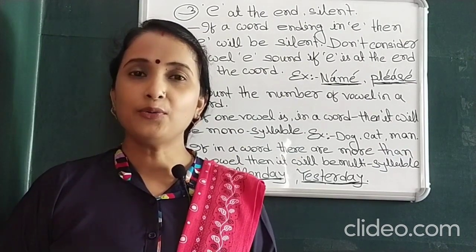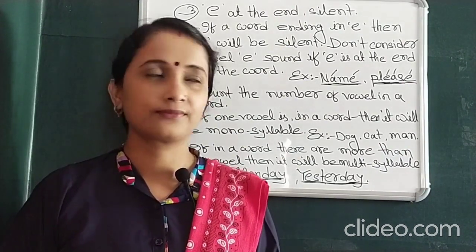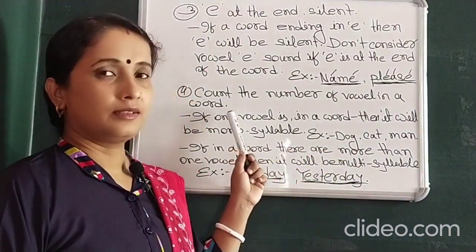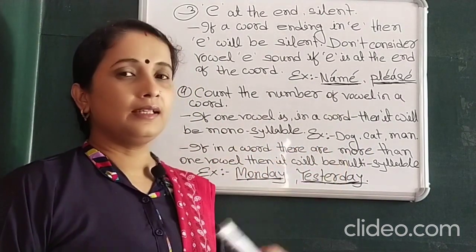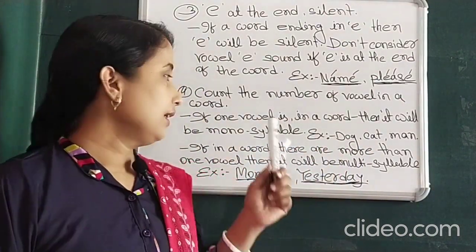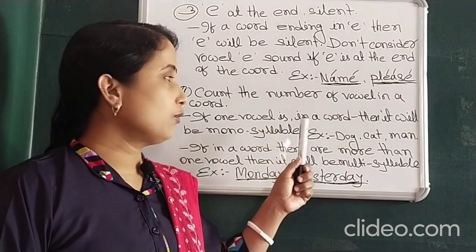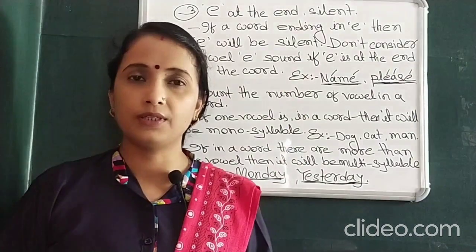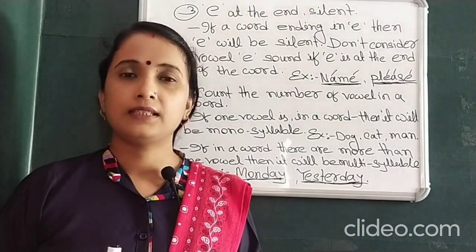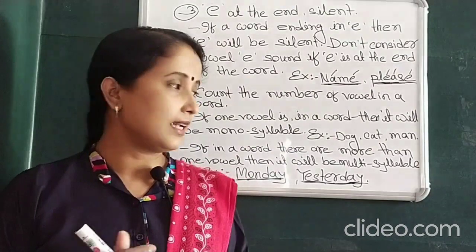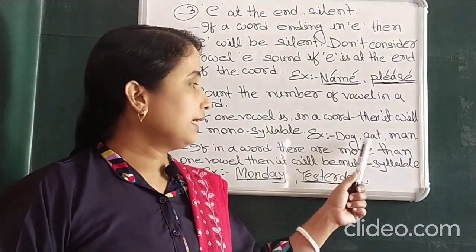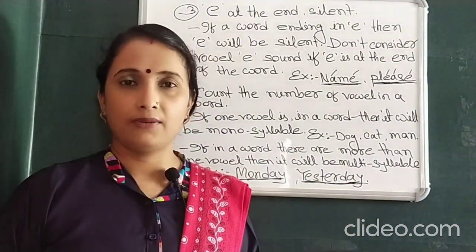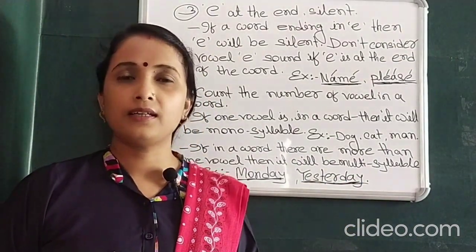Okay. Now, we will move to rule number 4. Count the number of vowels in a word. If in a word there is only one vowel, then it will be monosyllable. Let's see examples. Dog, cat, man. In these words, there is one vowel in each word, so these words are monosyllable.